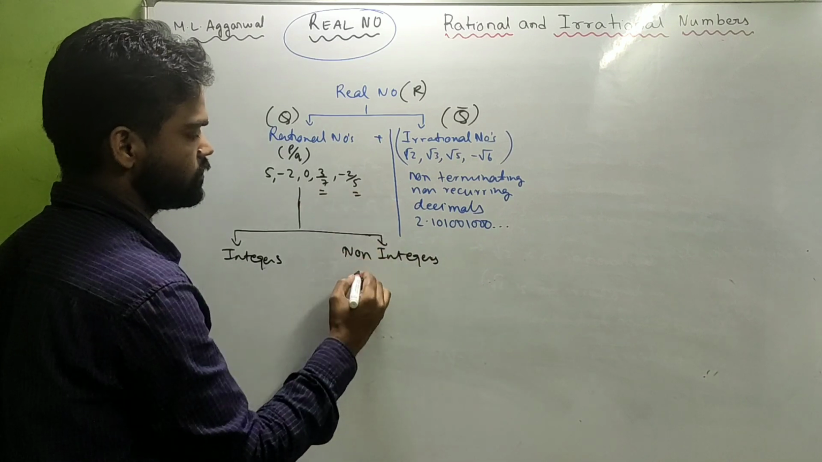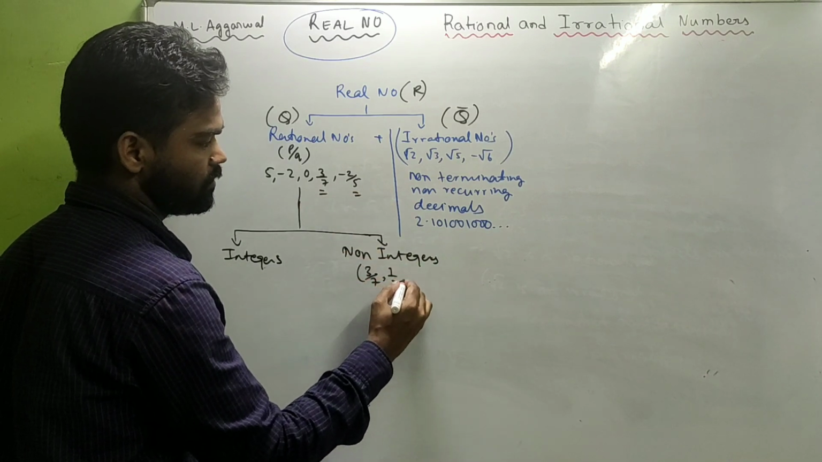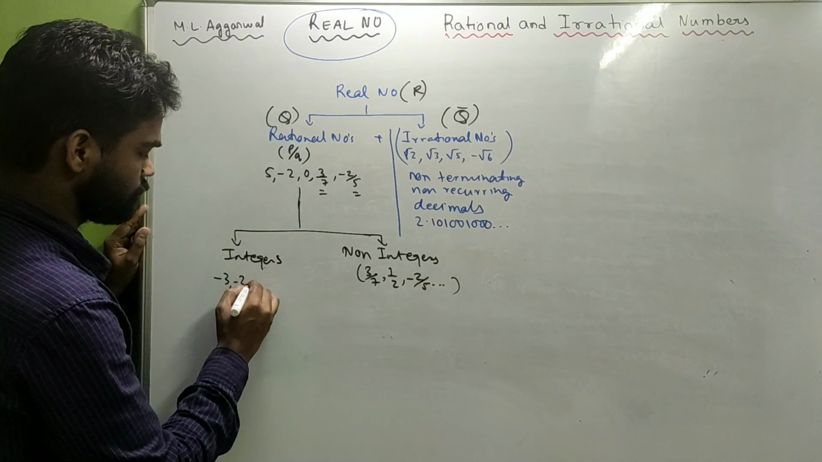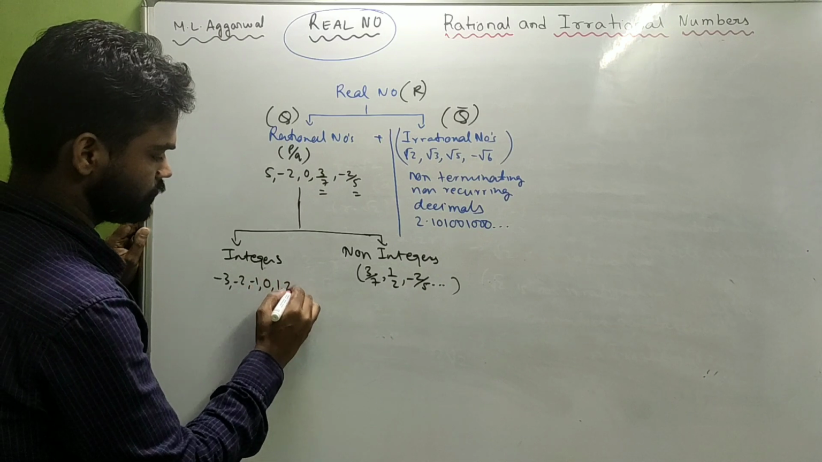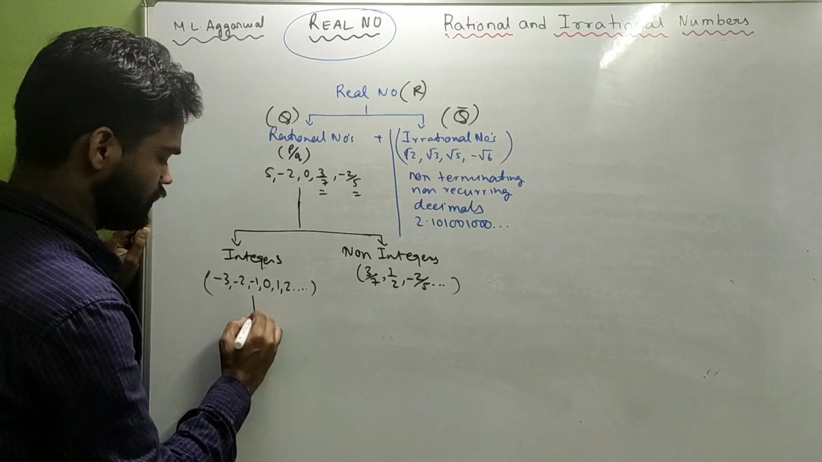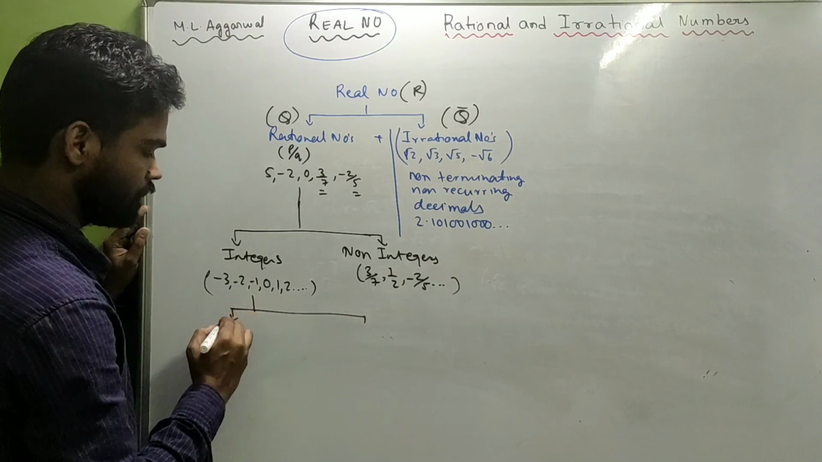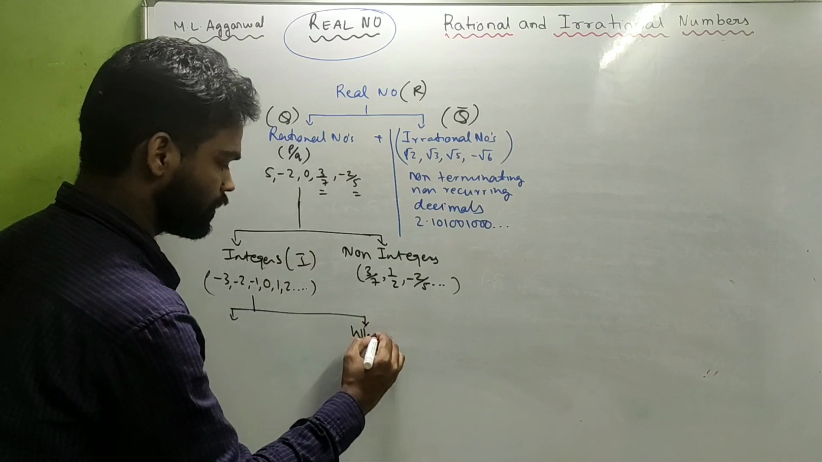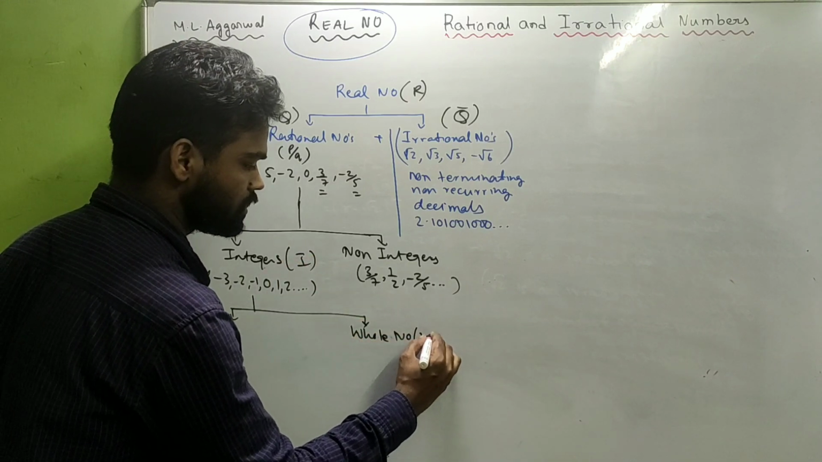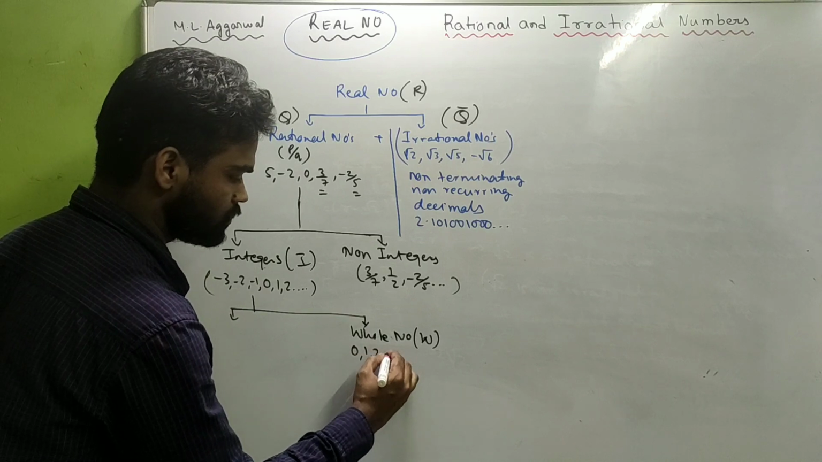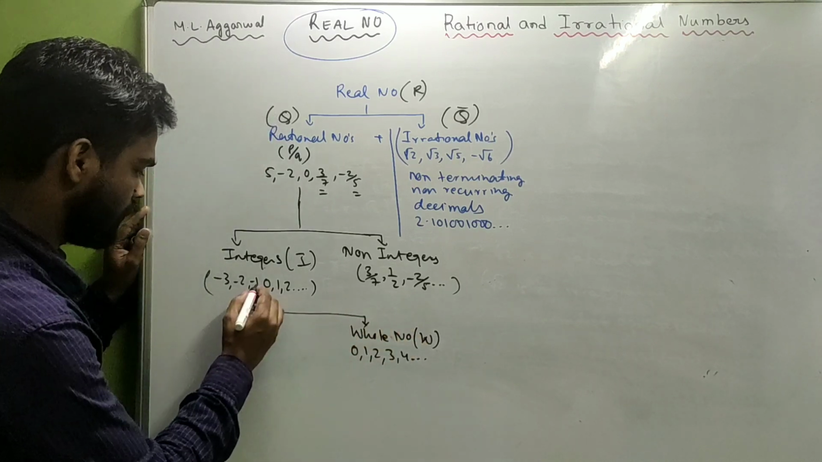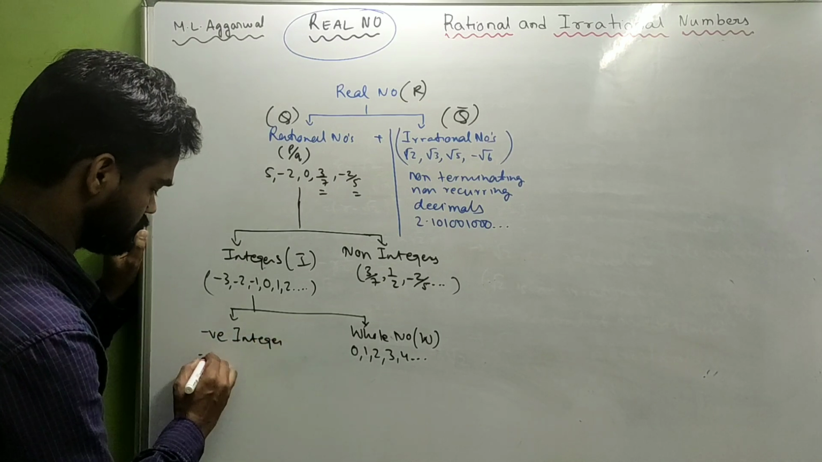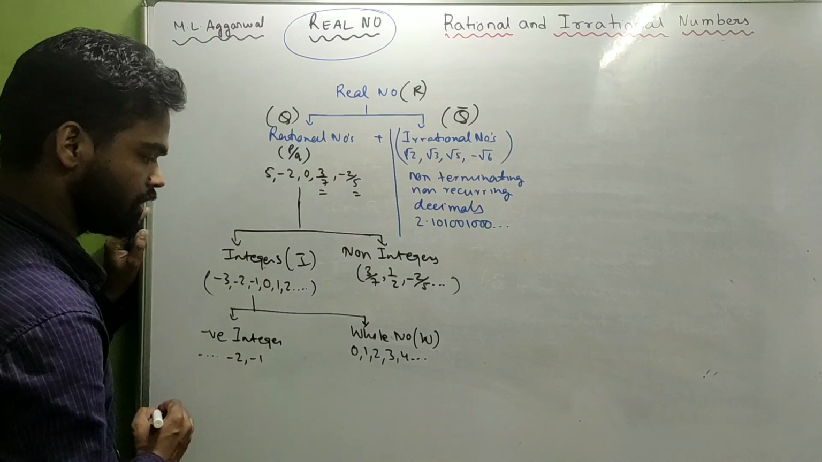Non-integers are like these. Integers we know. Integers can be further divided as whole numbers, denoted by capital I. Whole numbers, denoted by W, start from 0, 1, 2, 3, 4 dot dot dot, and this is your negative integers, which is dot dot dot minus 2, minus 1.